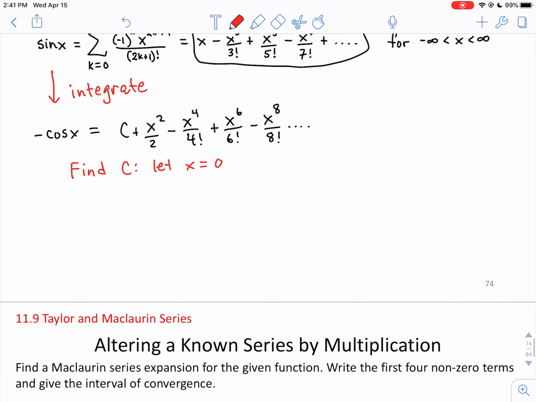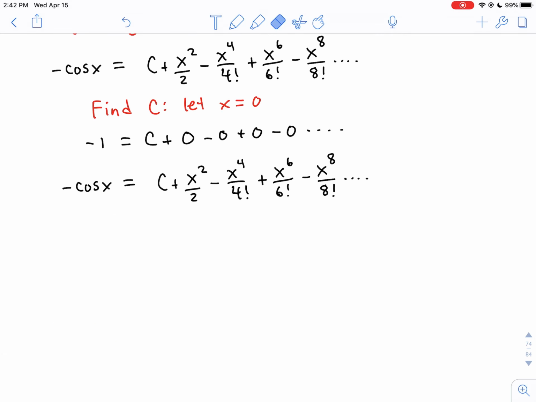Our goal is to find c, and we're going to do that by letting x equal 0 on both sides. So plug in 0 into the function as well, so we get cosine of 0 is 1, so we get negative 1 over there, and then we get c plus a series of zeros essentially, which is just 0. So in other words, c has to be negative 1. Okay, so we found that c has to be negative 1, so we can change this c here to negative 1.